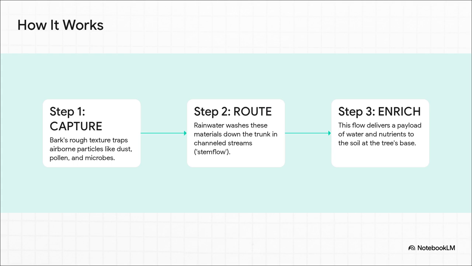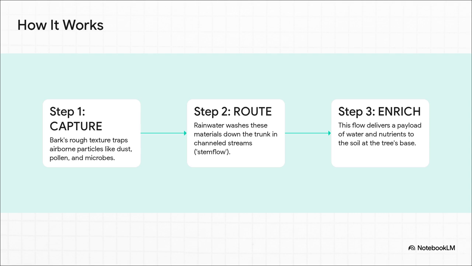First up, capture. A tree's bark, with its complex surface, acts like a giant passive filter. Its texture is perfect for snagging all these tiny particles floating around in the air. We're talking dust, pollen, and even microbes. Then you get step 2, root. So when it rains, the bark's geometry goes to work, channeling all that water into these tiny vertical rivers that flow down the trunk. This water picks up all those particles it just captured, creating this nutrient-rich slurry. It's a process called stem flow.